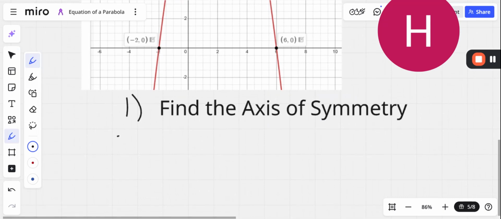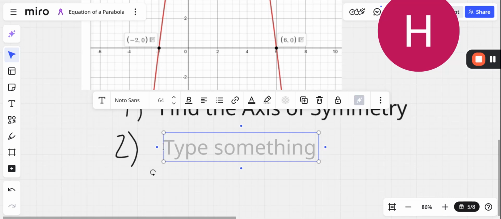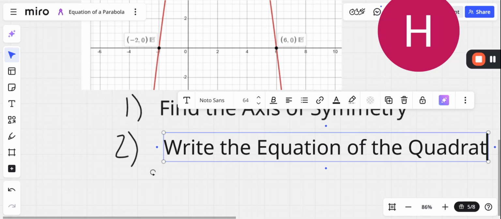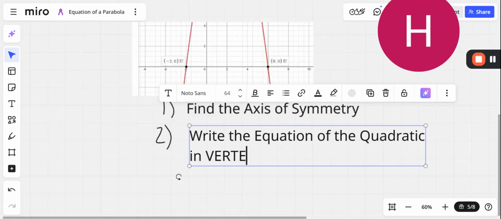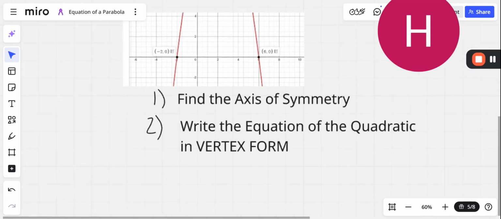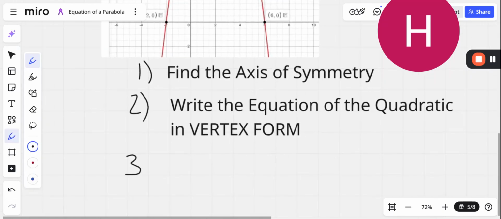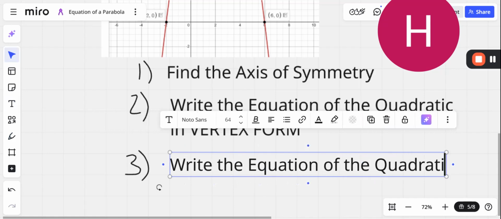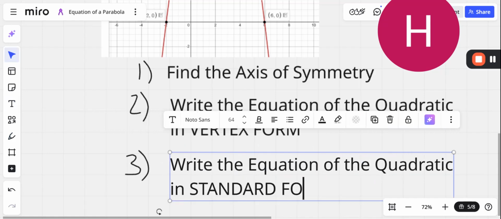The second goal for the problem is we want to find the vertex location, and we want to write the equation of the quadratic in vertex form. Remember that the parabola is the shape, the quadratic is the type of equation whose graph is the shape of a parabola. And then the third thing that we're going to do is write this out in a more full, complete form. We're also going to write the equation of the quadratic, but it's going to be in standard form.